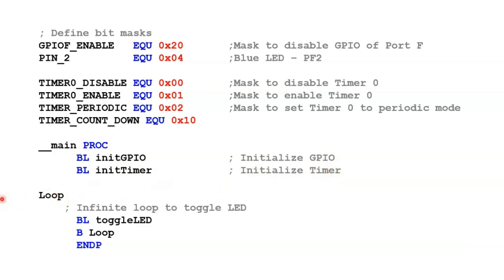And here we have the loop. If you recognize this, this is the branch back to here. So this is an unconditional branch. This will send this into a loop, and in the loop we branch to a subroutine called toggle LED, and this subroutine will toggle the blue LED.